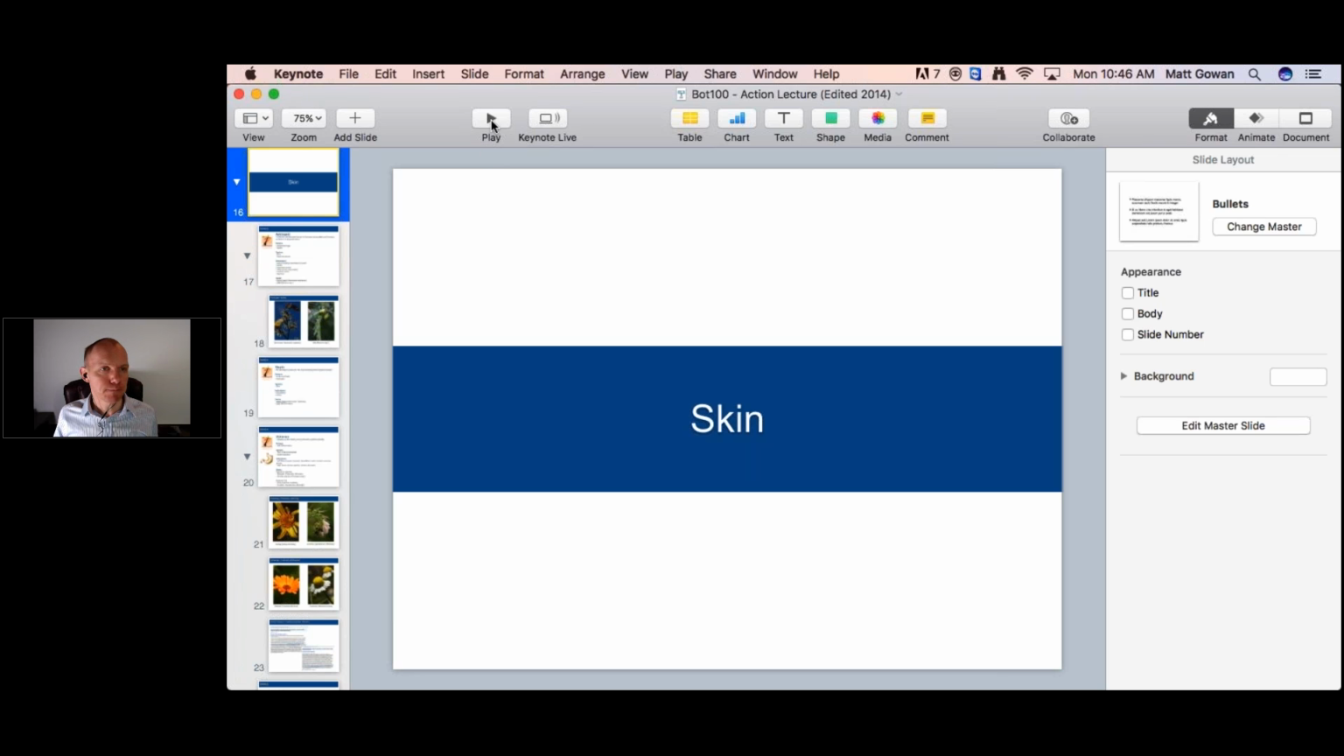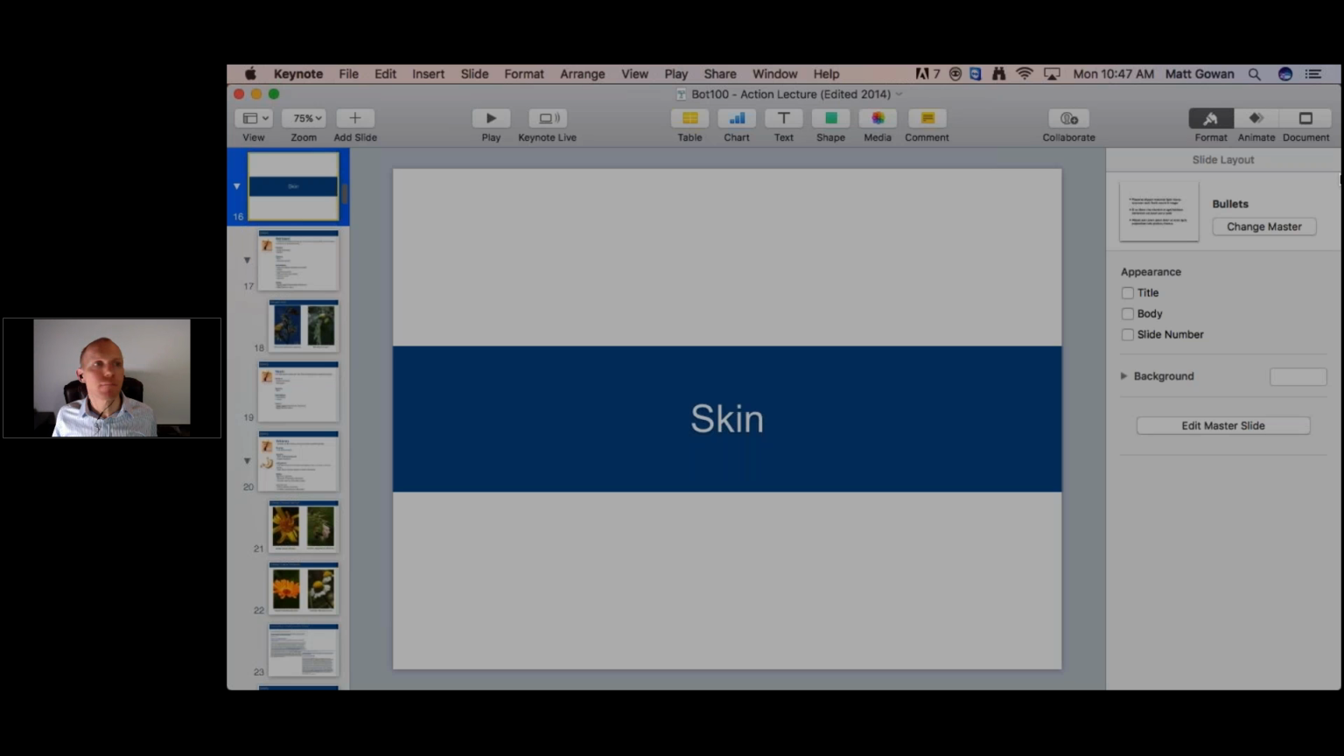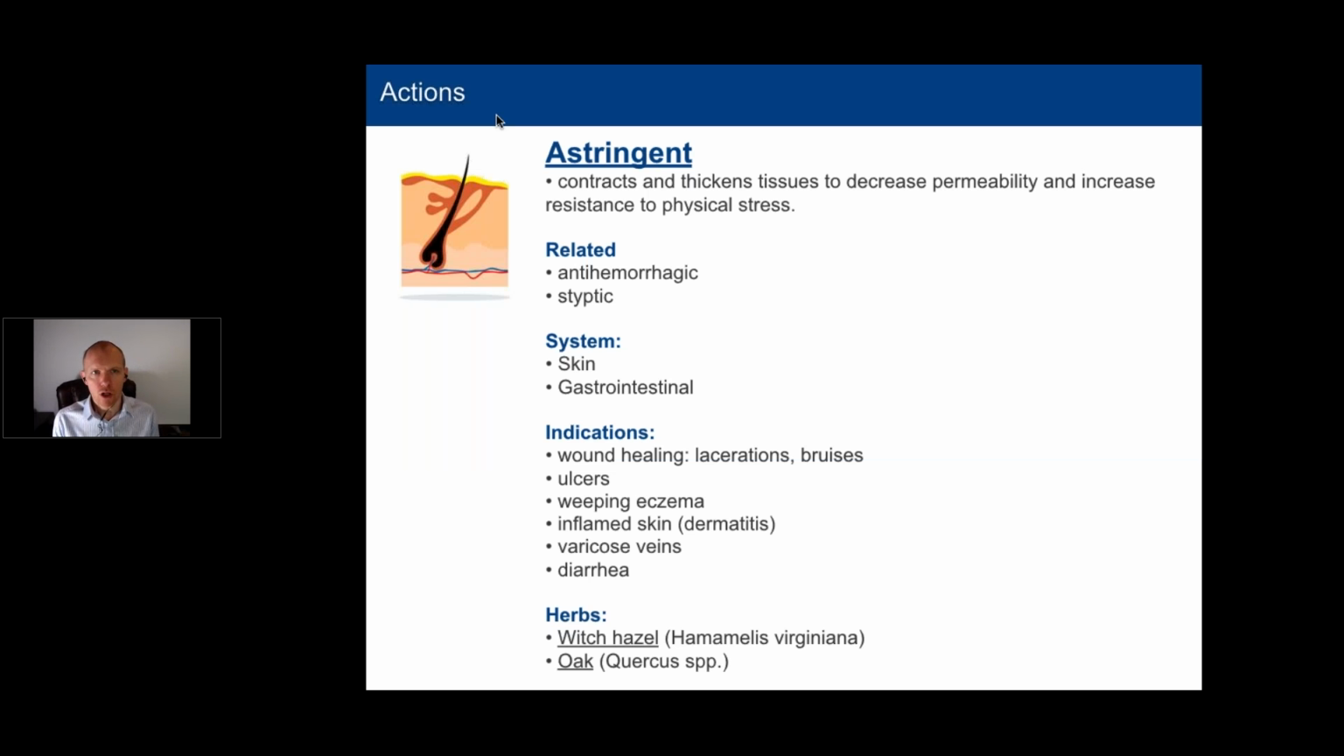Okay, so skin. Skin or dermatologic system. There are a number of actions that you can use for skin and musculoskeletal-like conditions. The big overlap between the two. So when it comes to skin, we're going to start off with astringent.